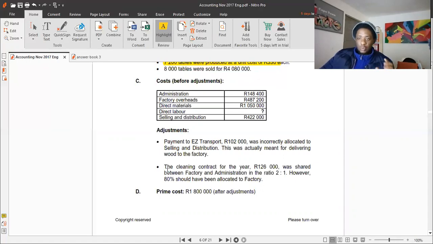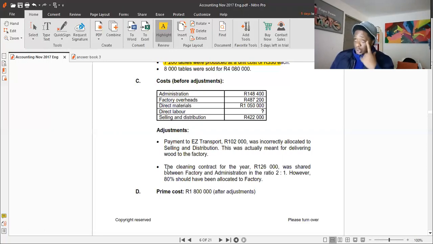In this case, what we did was we divided that 126,000 in the ratio of 2:1. So 2:1, the total ratio would have been 3, which is 2 plus 1, and then what was going to be allocated to the factory would have been 126,000 multiplied by 2/3. 2/3 is about 66%, but what should have really been allocated to the factory should have been 80%.